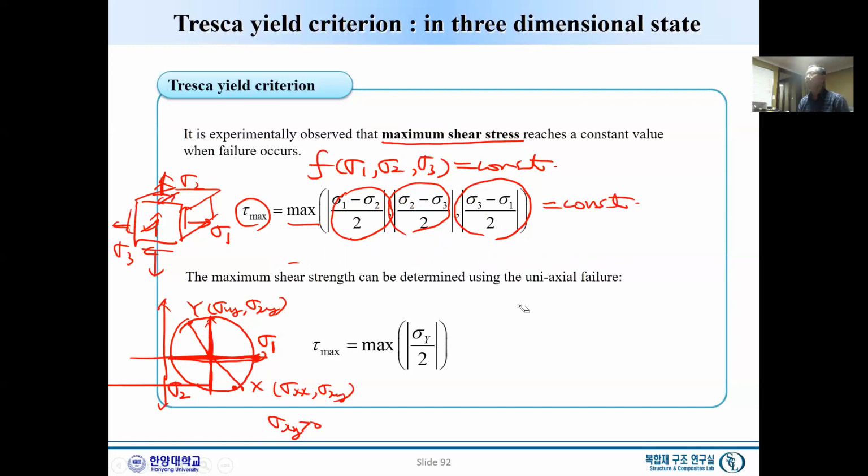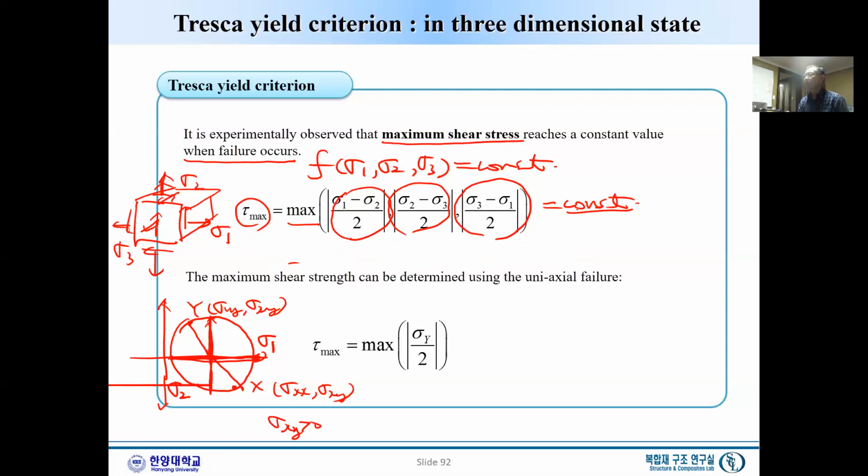And this maximum of the maximum shear stress will cause material failure, and it will reach a constant value when the material fails. Okay, that's the key observation.